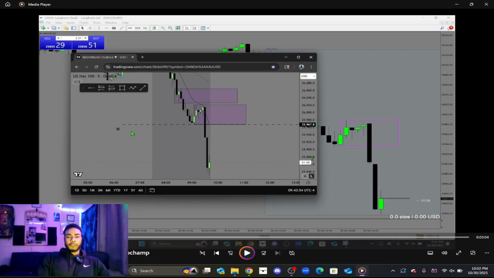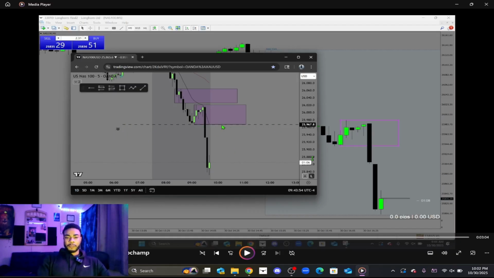Right here I have my TradingView. On this side is my MetaTrader 4 where I'll be taking the trade, and the small screen is my TradingView. On my TradingView I have my indicators, and you can see I also have the alert set up right here with this line.